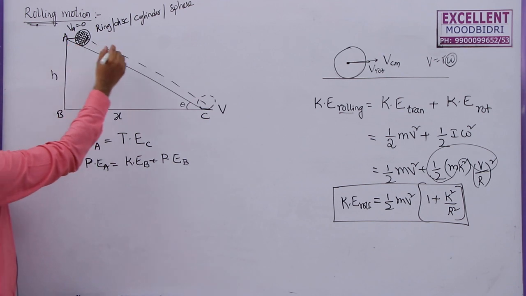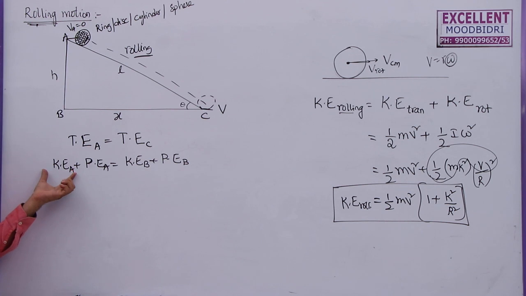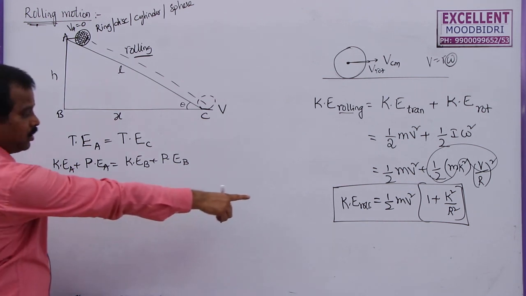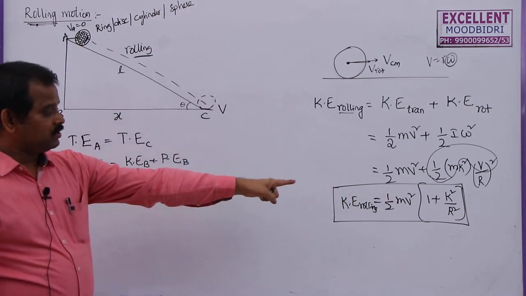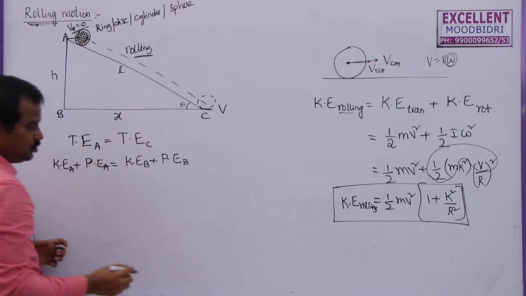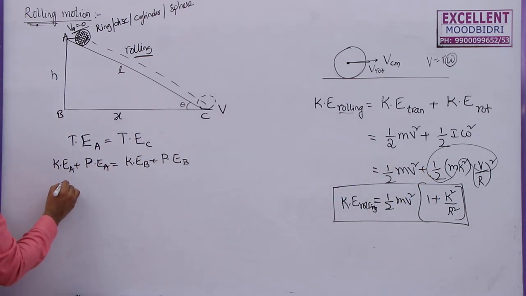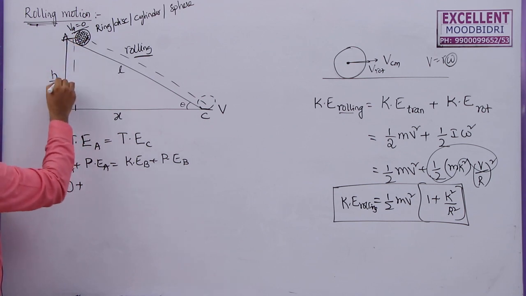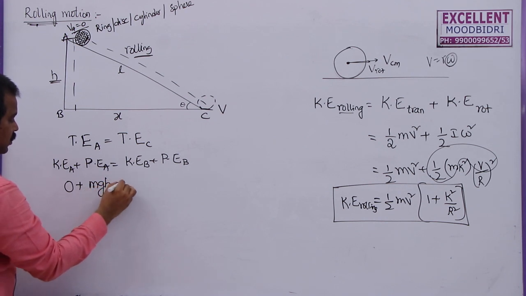Here, as it is rolling down, I need to consider the rolling kinetic energy of this body. The kinetic energy of a rolling body is given by half mv square into 1 plus k square by r square. Here, as it is released, the initial velocity is 0, so this expression will become 0. So the kinetic energy at the topmost point of the inclined plane is 0. And the potential energy, as it is at a height h above the surface, is mgh.